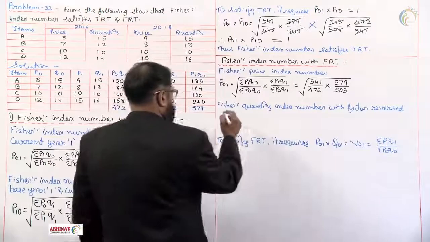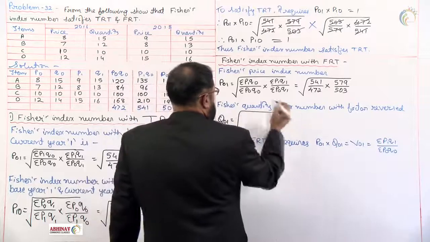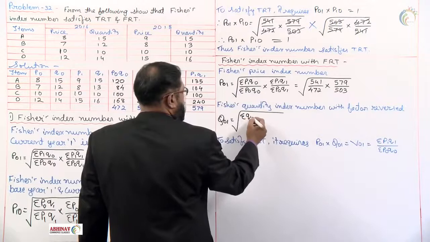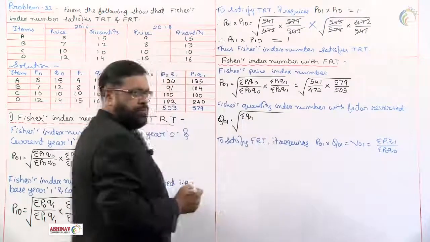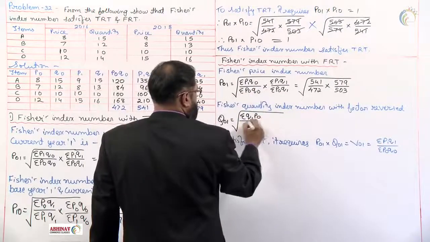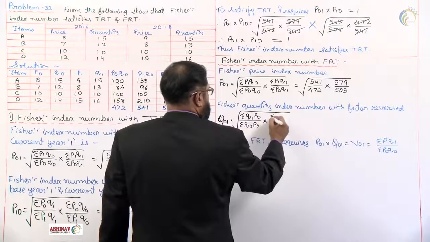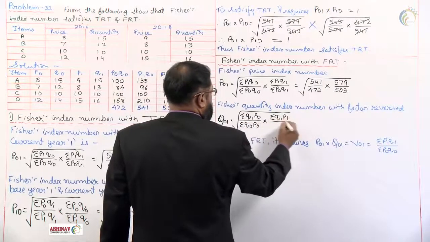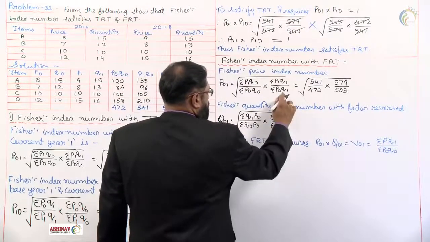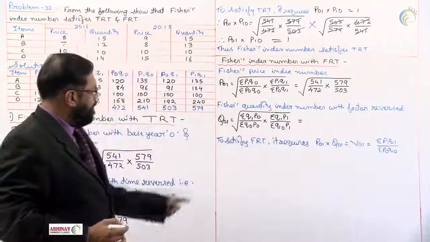Let's see. Q01 is equal to root of summation P1 Q0, where there is P, we take it as Q. Don't change the time. It's not time reversal. Time will be the same. Q0 becomes P0. This divided by summation Q0 P0 into summation Q1 P1. This divided by summation, P0 becomes Q0, Q1 becomes P1.